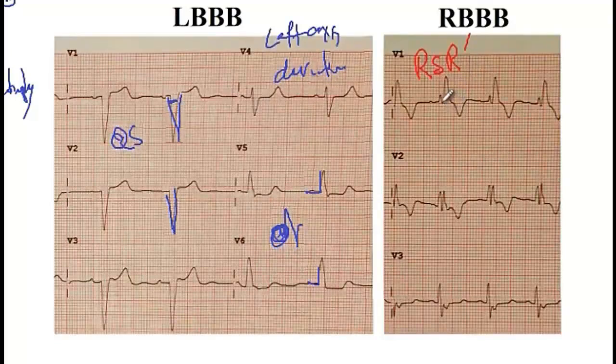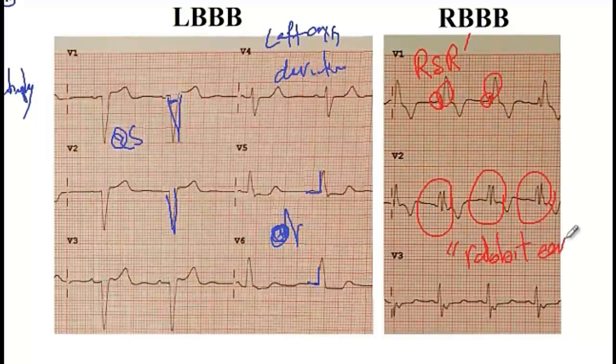V1 and V2. So here you can see you have an R and then R prime. R and R prime. Same in V2. We have R, R prime. Now the presentation of these waves is like rabbit ears, and that's the other term that is used to recognize the right bundle branch block. And unlike the left bundle branch block, there is no axis deviation in patients with right bundle branch block.